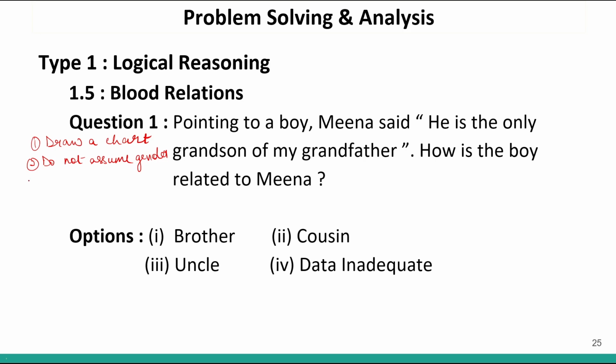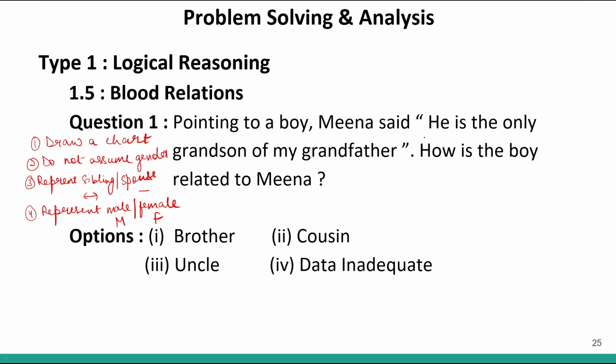Correct? Then I told you, represent siblings and spouse using different symbols. So if siblings, I'm using this, spouse, I'm using a dash. Similarly, we have to represent male and female. So male I'm representing like M, and female I'm representing like this. So this you have to follow while answering questions for blood relation. Now let us look at this question.